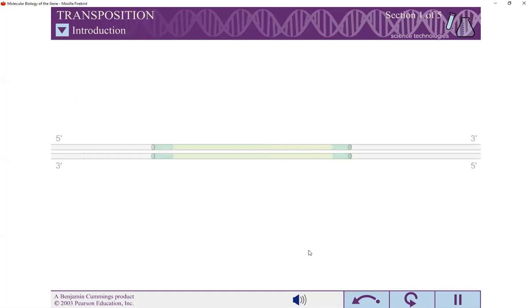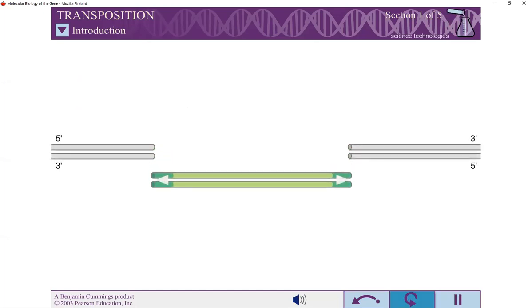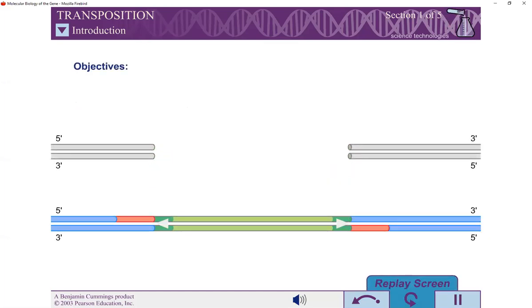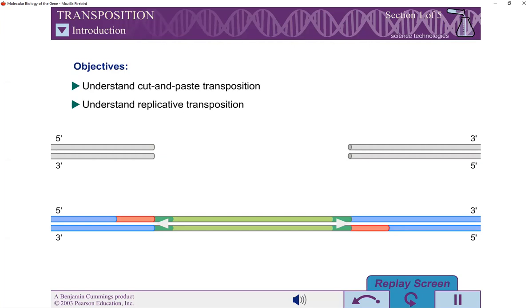Just a second. Transposition is a form of genetic recombination. When you have completed this exercise, you should understand the cut and paste mechanism of transposition and understand the replicative mechanism of transposition. Okay, so we will have to understand the cut and paste mechanism of transposition. We must understand the replicative mechanism of transposition, that is, how replication takes place.